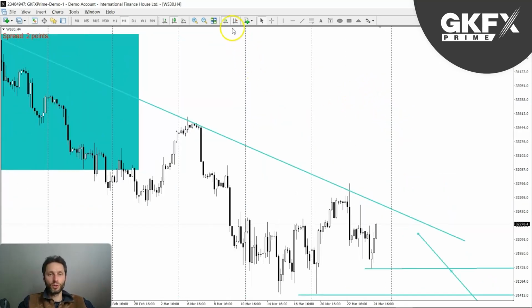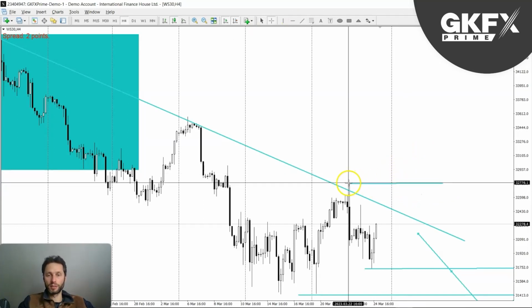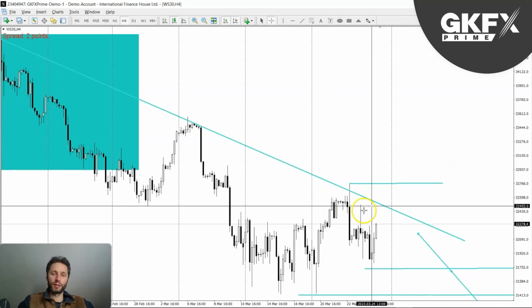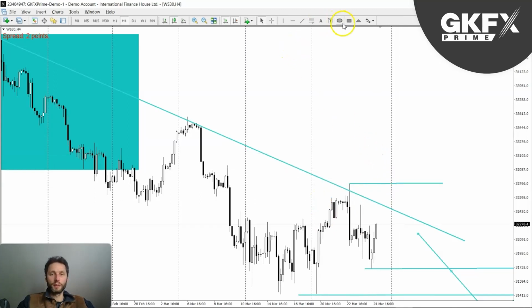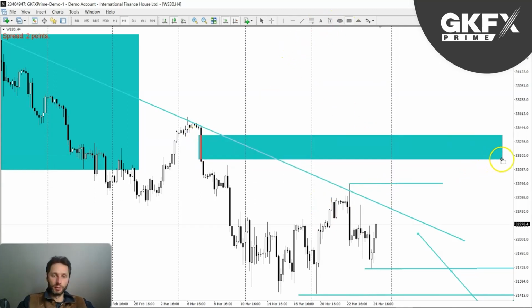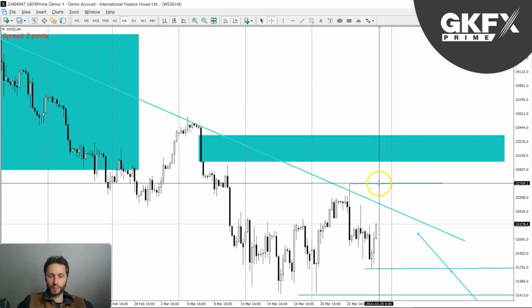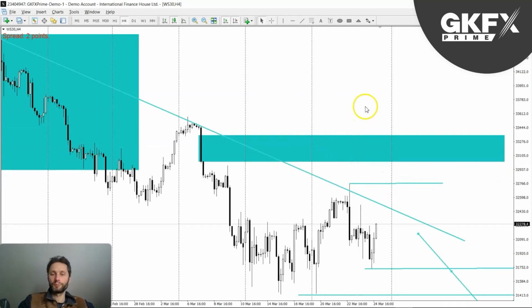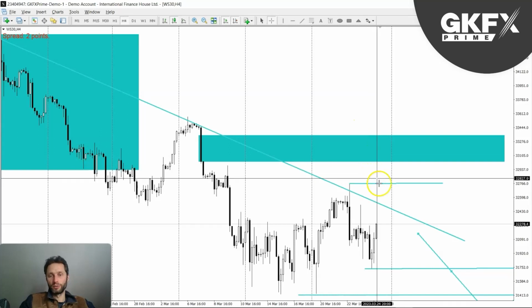And of course, let's mark an invalidation point. So invalidation will be up here. This extreme high, if we go above this extreme high, then this whole idea will be scrapped. And the next level I'll be looking at is this. Okay, up here, if we reach into there.